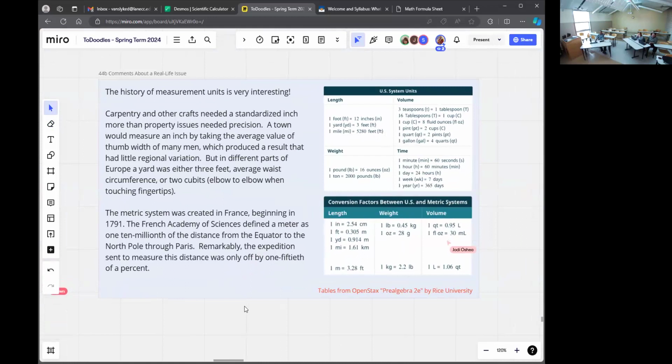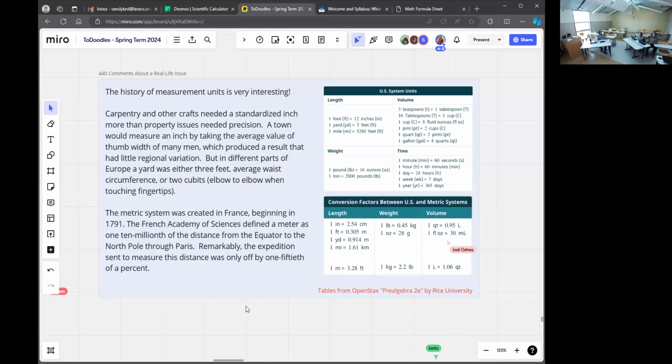Okay, measurement units. So the history of measurement units is kind of interesting. I wish I knew more than I did, but I've never been able to track down as much information about this as I wanted. So the first thing I want to talk about is an inch. If you were doing carpentry and other crafts like that, in the Middle Ages, you needed a standardized inch, or actually even in the Roman Empire.